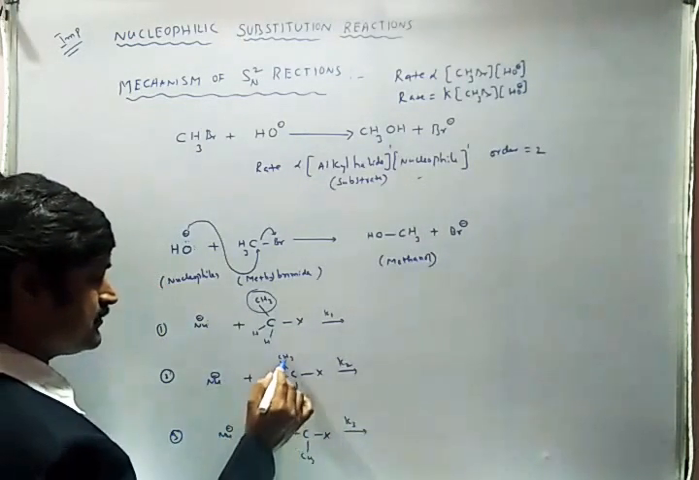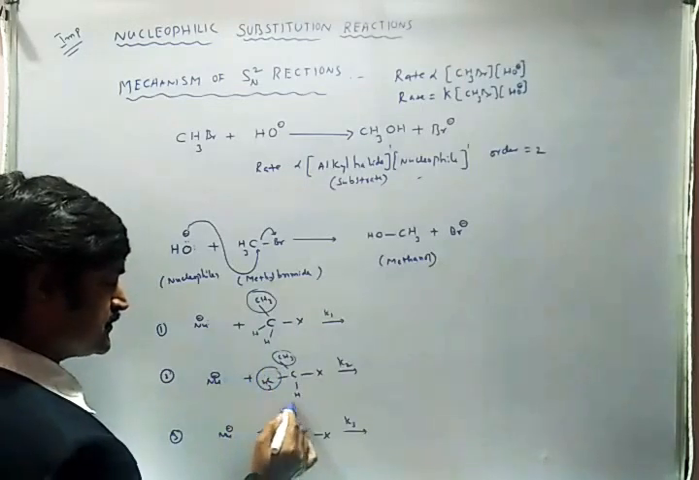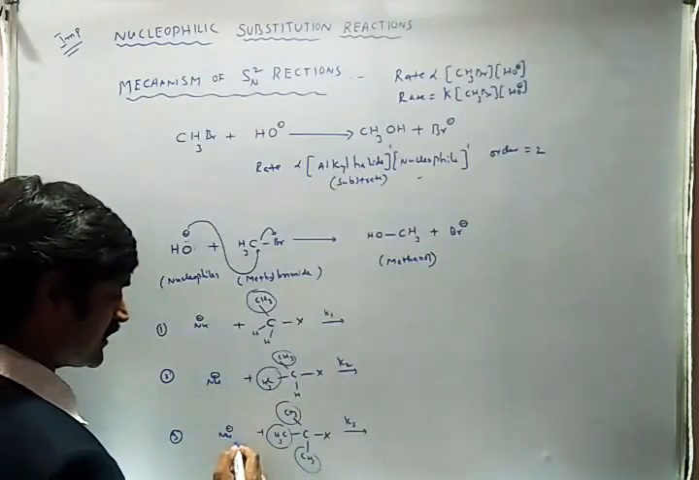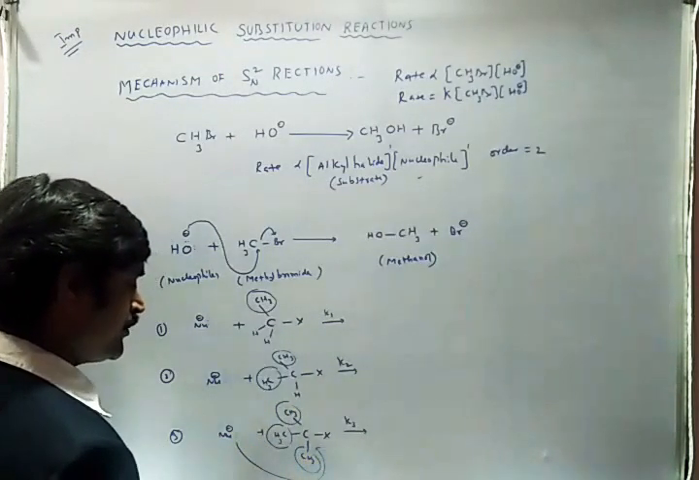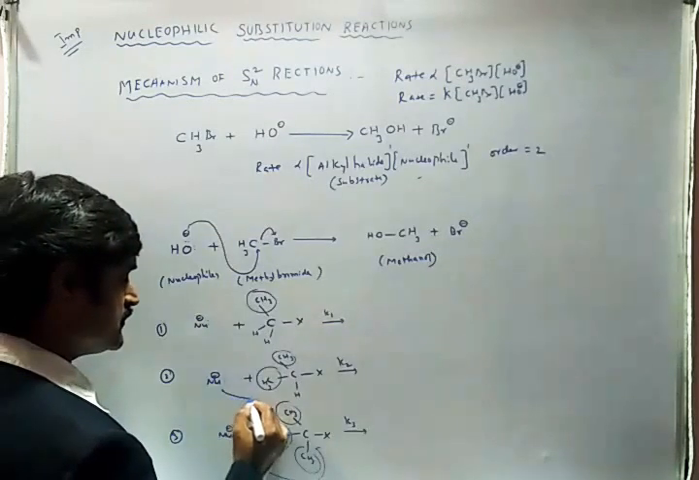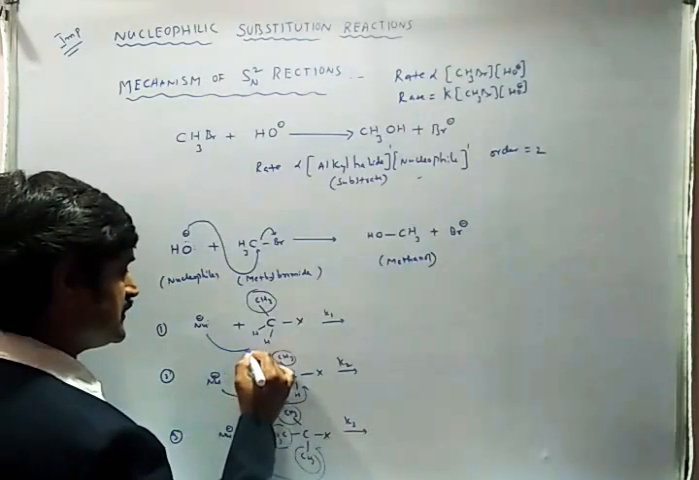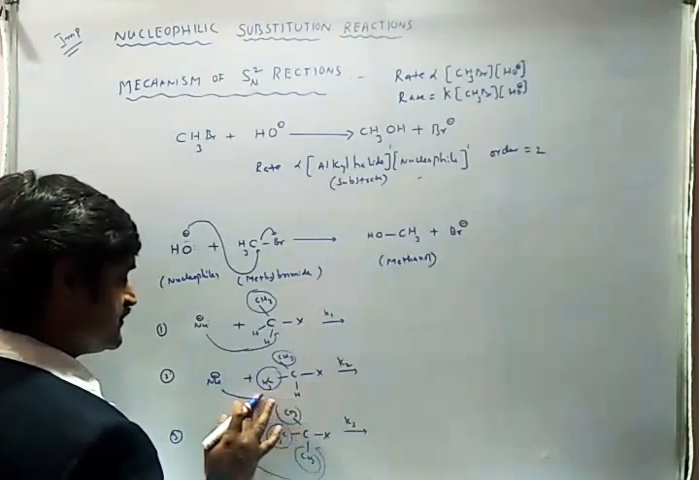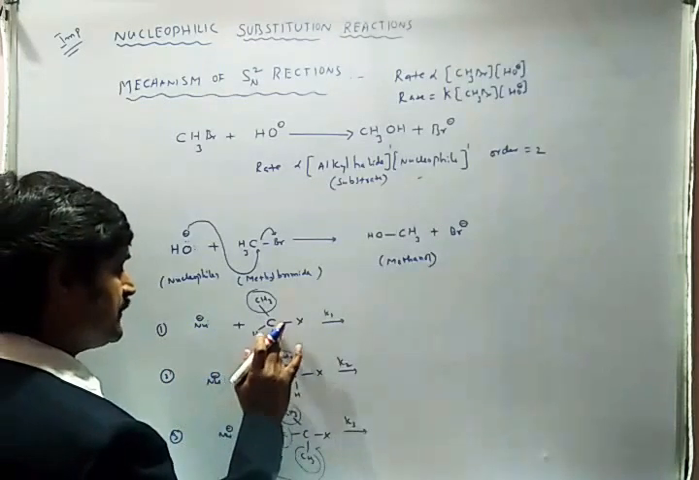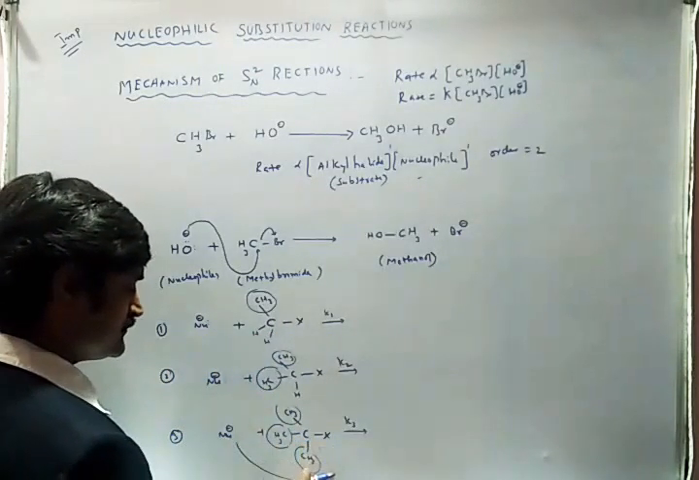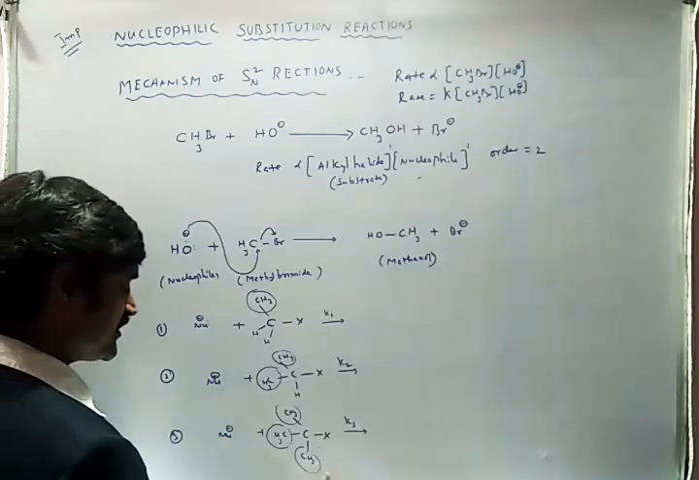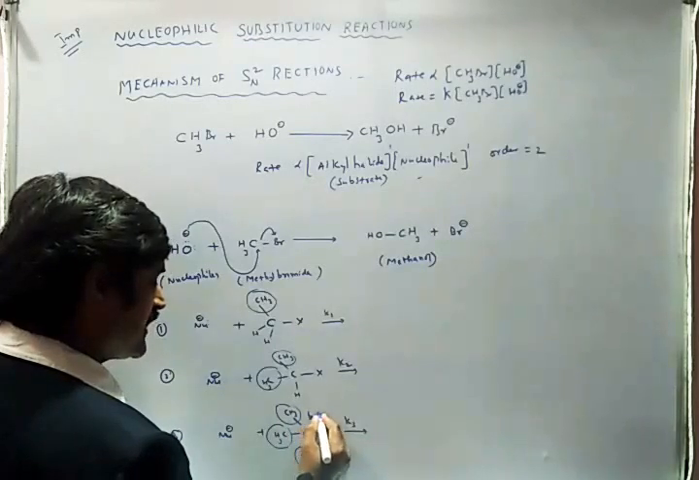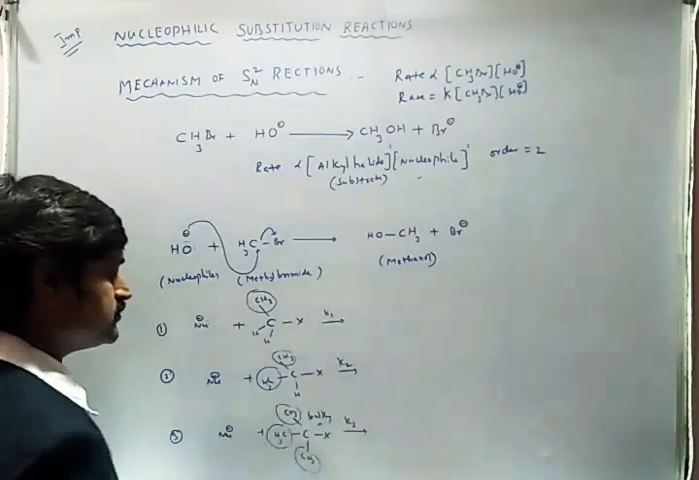Let us see. Here there are two bulky groups. Here there are three bulky groups over this carbon. So the approach of the nucleophile onto the carbon will be more difficult. This carbon faces more difficulty in this category. That means the rounded part around the methyl group is the volume occupied by this group. So you can call this a bulky group.